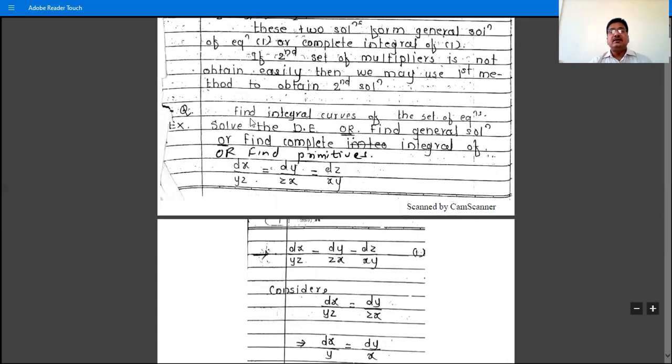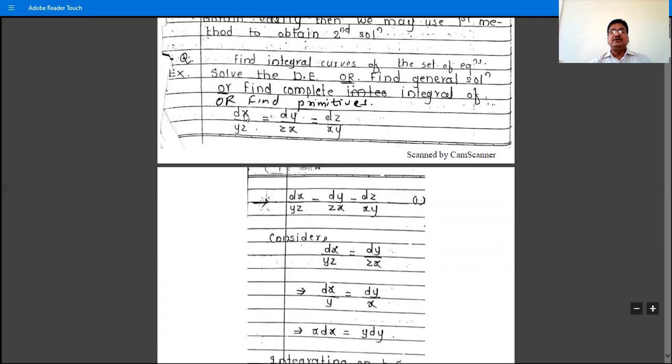So what is the question, or example? Find the integral curves, or find the general solution, or find the complete integral, or find primitives. Find integral curves of the set of equations, or solve the differential equation. Solve the differential equation, or find the general solution, or find the complete integral, or find primitives.